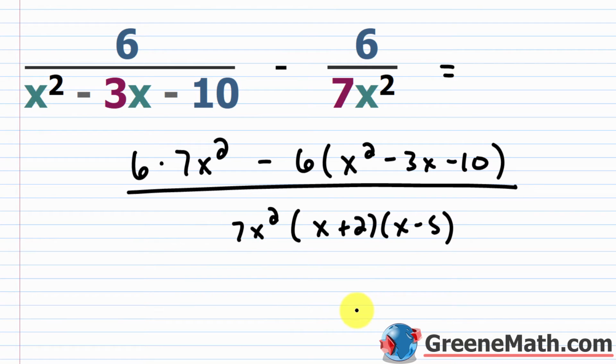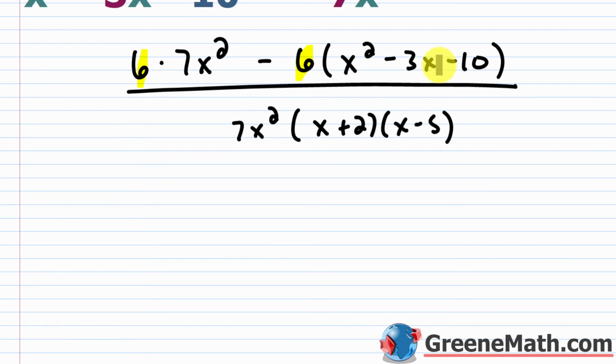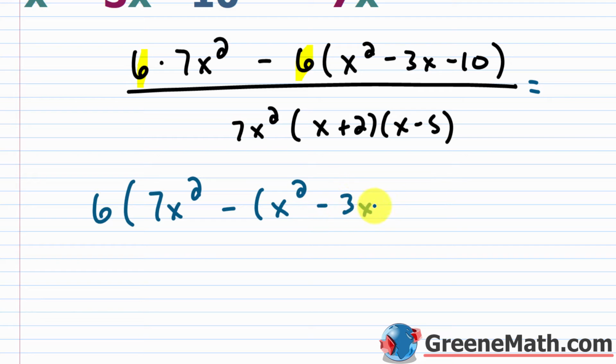Okay. Now, as I was talking about, you could pull the 6 out. You don't really need that there because it's common to this and this. So you might as well save yourself the trouble, because you go through and multiply it and then you'd have to just pull it out. So I'm just going to go ahead and say that 6 is going to be out in front. You would have 7x squared, then minus this x squared minus 3x minus 10.